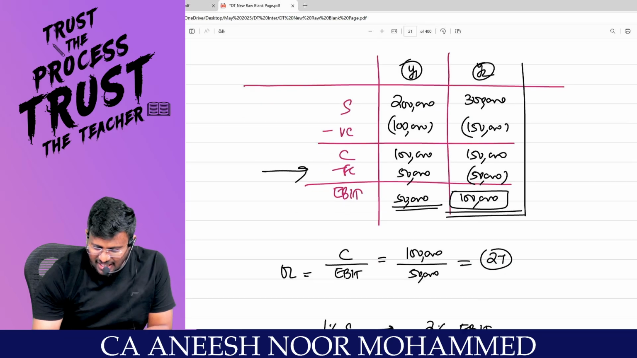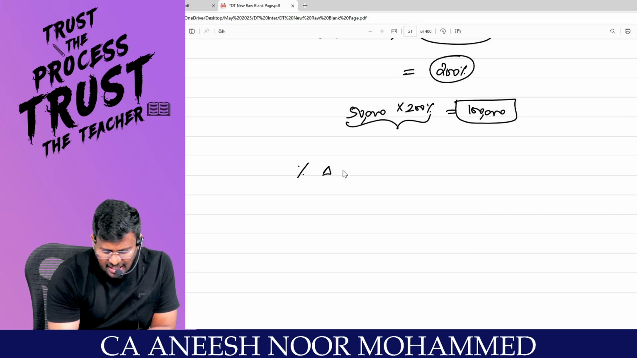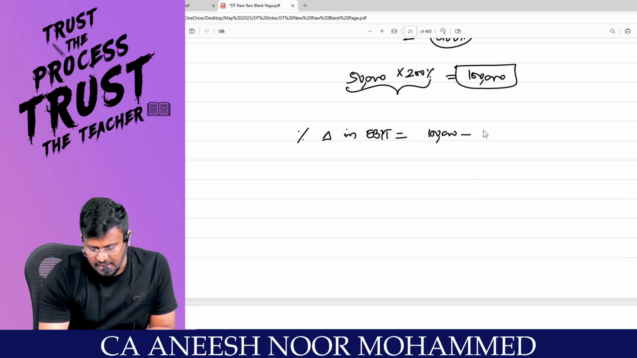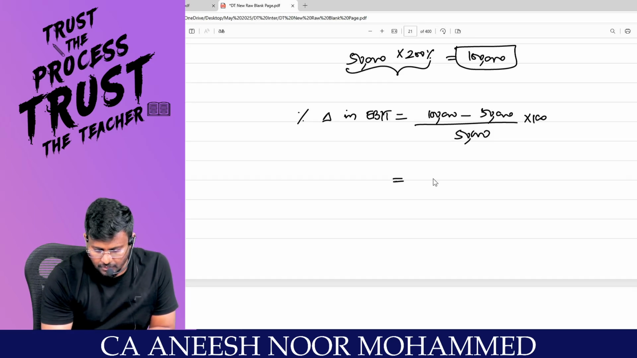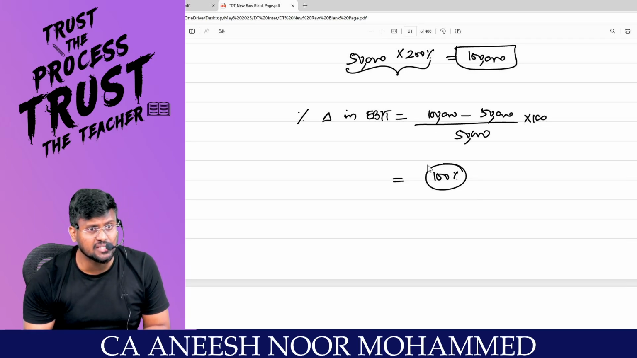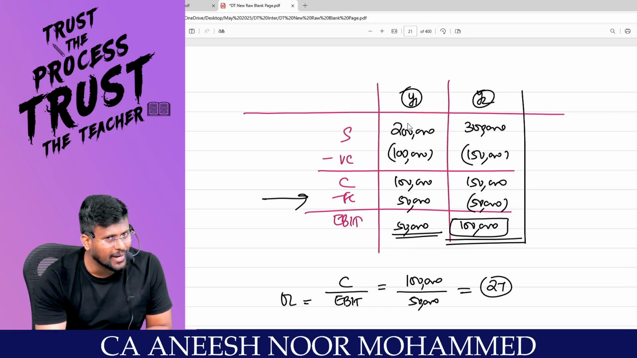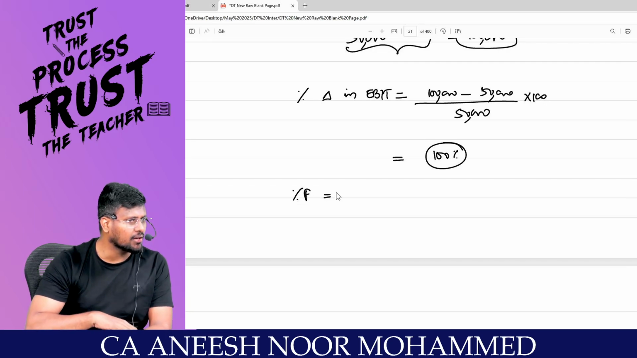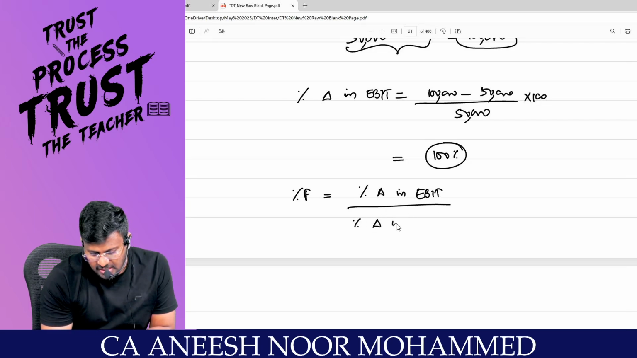Percentage change in EBIT. You tell me what is the percentage change in EBIT? EBIT is equal to 1 lakh minus 50,000 divided by 50,000 into 100 comes to 100%, my dear lovable students. Yes, sir. We already calculated percentage change in sale. How much? 50%, which is nothing but 3 lakh minus 2 lakh divided by 2 lakh into 100. Getting it? So you are having the percentage formula, which is nothing but percentage change in EBIT divided by percentage change in sales.